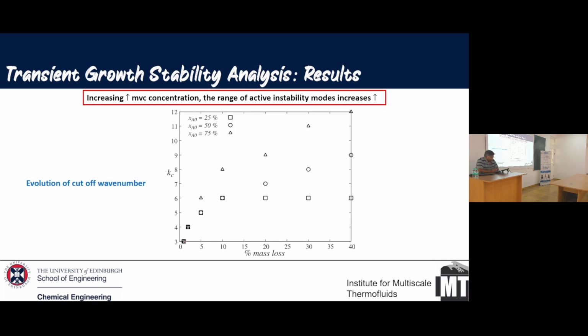So at 0%, you start from this point, you will see that the cutoff wave number keeps increasing as you increase your concentration. That means you've got more and more active modes when you have a high concentration of ethanol. That reduces if you decrease the ethanol concentration. This is a very important statement because it can help you design your systems accordingly.